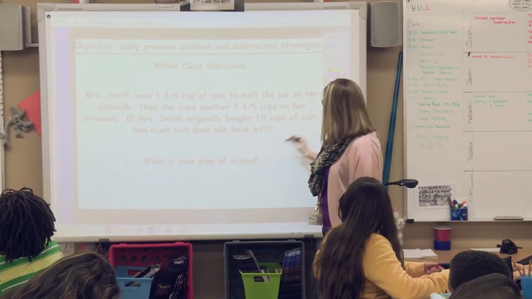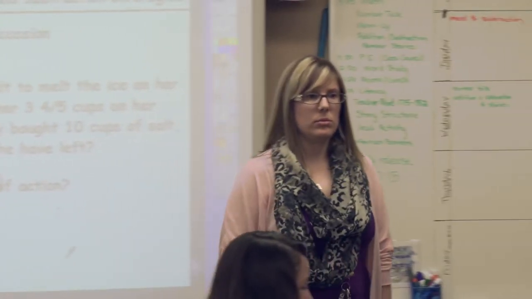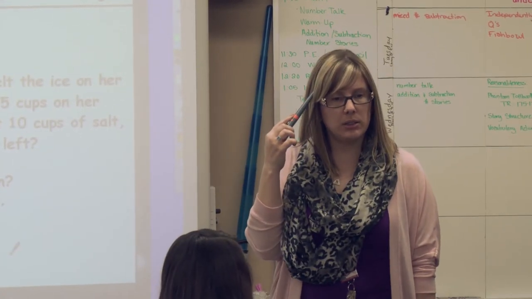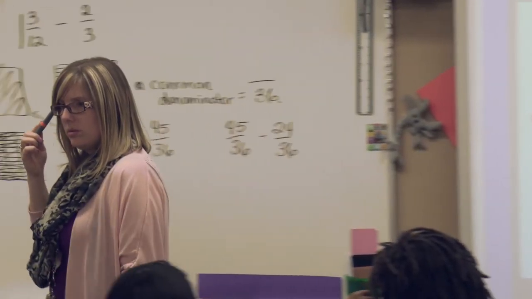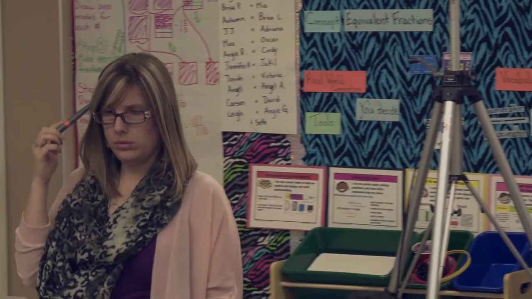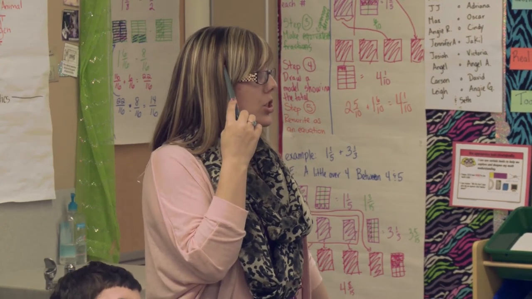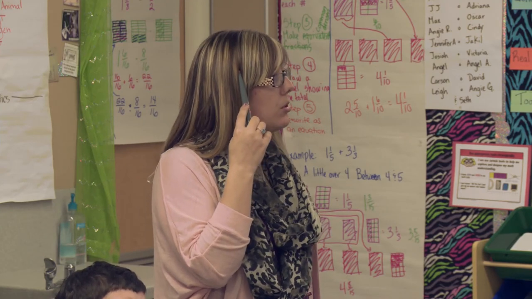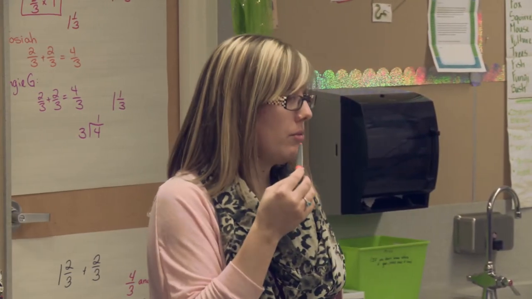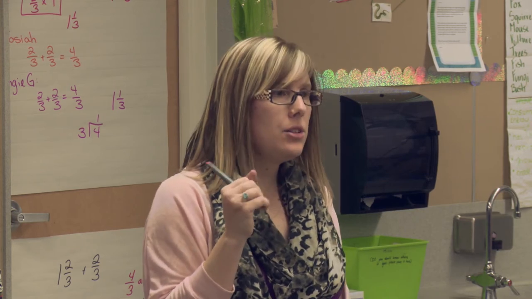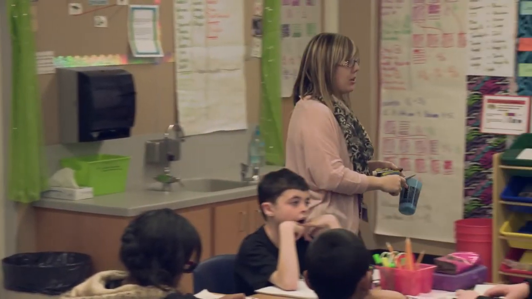Okay, same question still, but now you need to come up with a plan. What do you need to come up with? A plan. So think right now. What would your plan be? Seth, I'd like to see thinking. What would my plan be to figure out? She started with 10. She uses 1 3/4 cups, 3 4/5 cups. What am I going to have left over? What is Mrs. Smith going to have left over? In your notebooks, I would like you to work as a group, and I would like to see solutions for Mrs. Smith's predicament. Go.